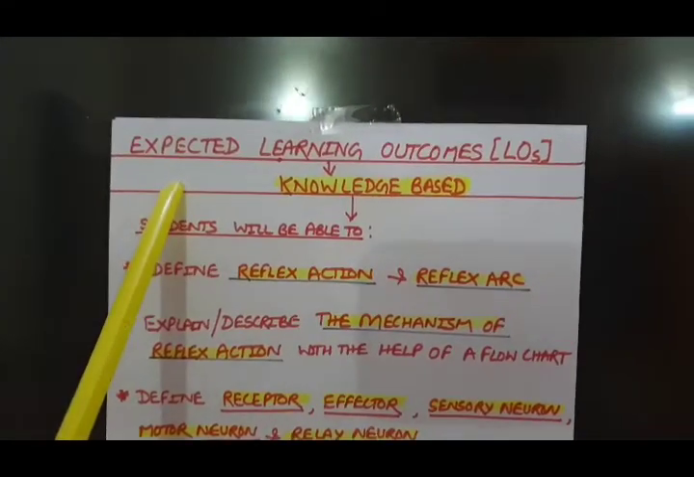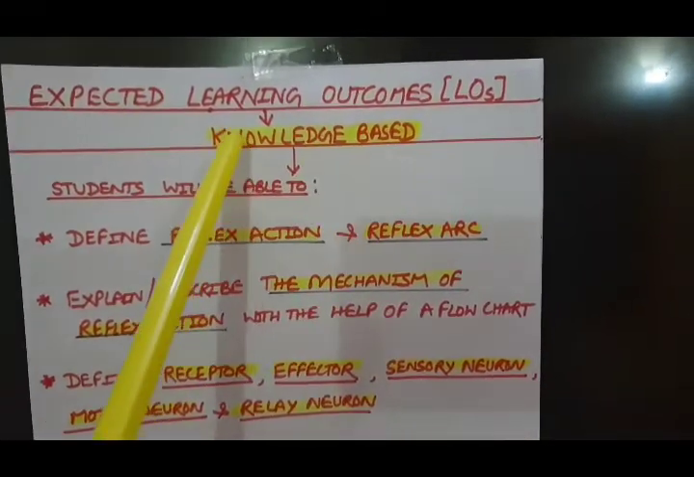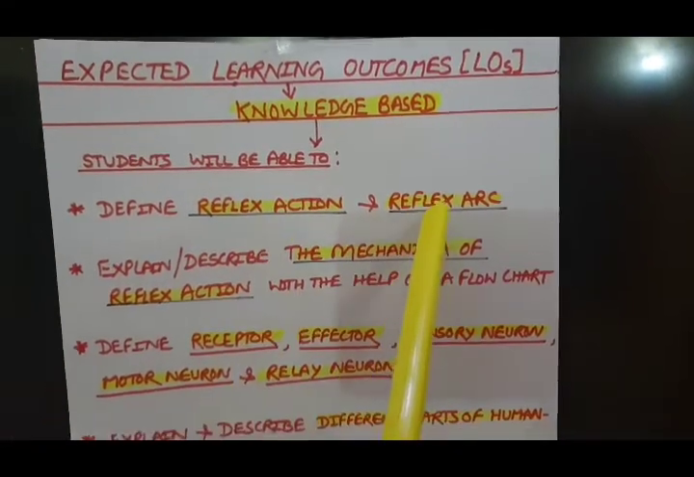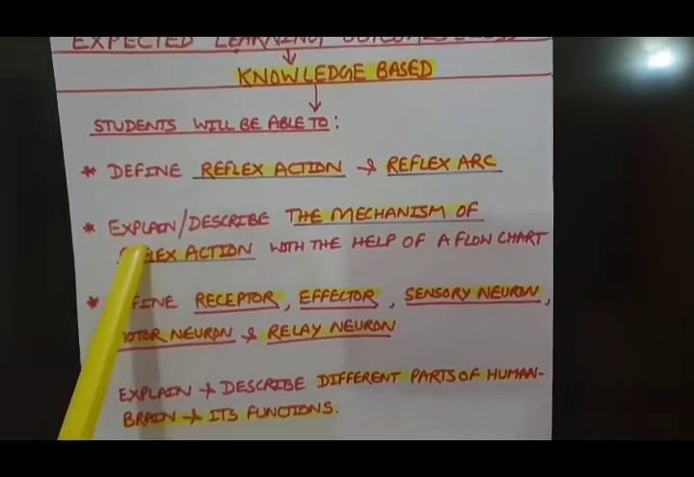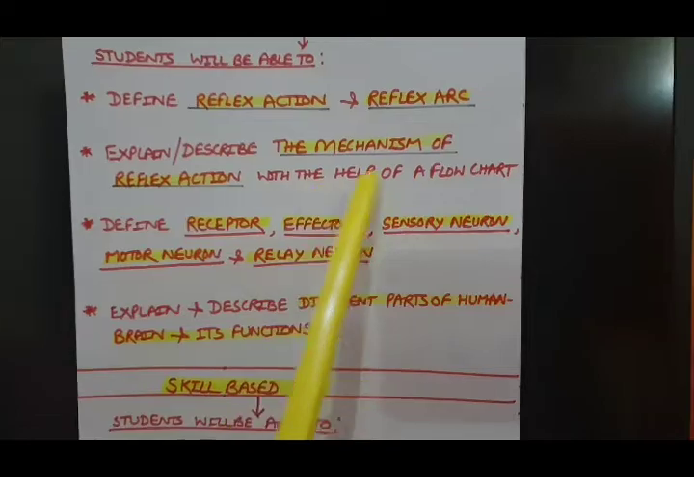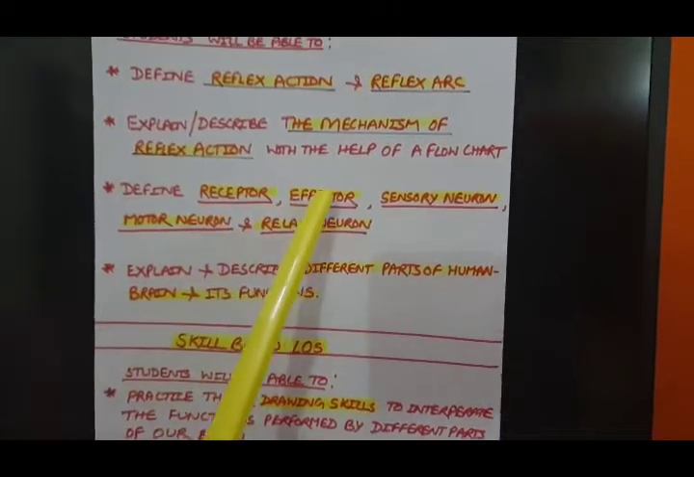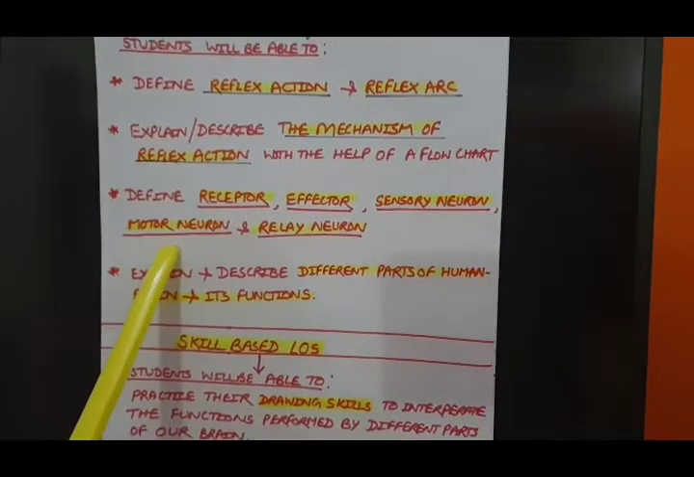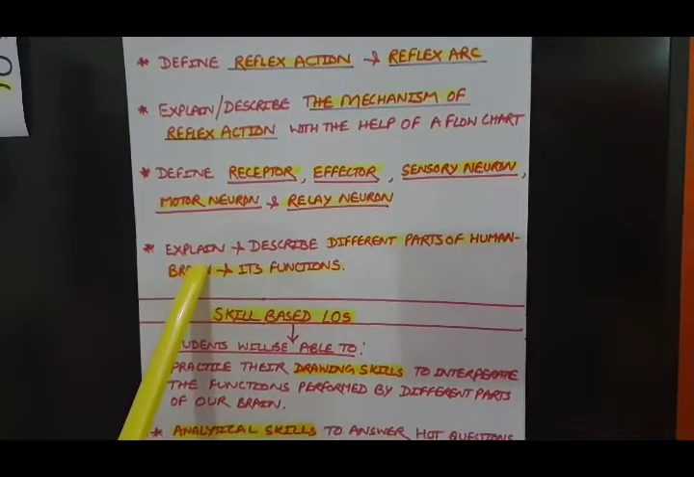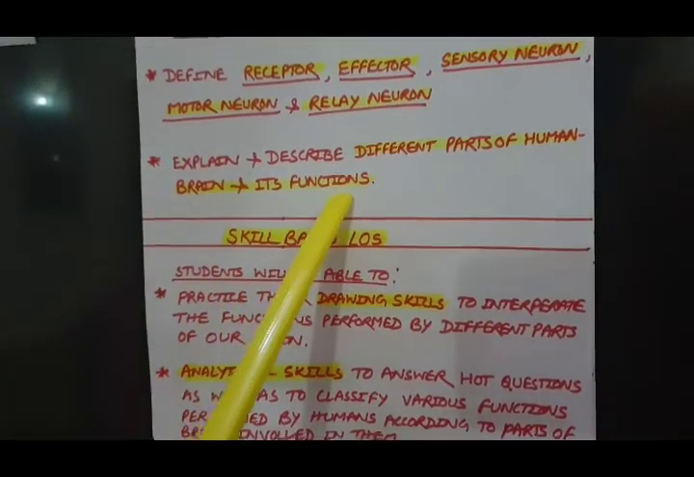After today's class, the expected learning outcomes, which are knowledge based, are that you will be able to define reflex action and reflex arc. You will also be able to explain and describe the mechanism of reflex action with the help of a flow chart. You will also be able to define receptor, effectors, sensory neuron, motor neuron and relay neuron with reference to reflex action. You will be able to explain and describe different parts of the human brain and their functions.